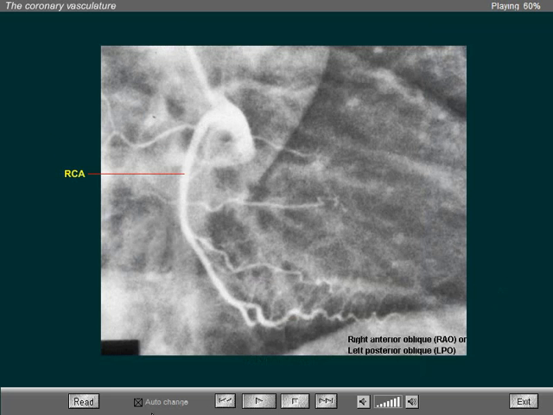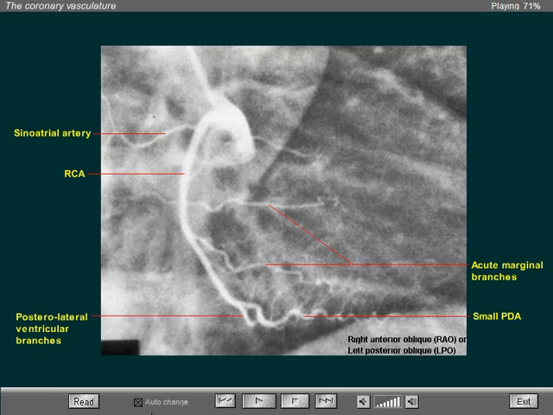In this other left posterior oblique view, there is a very small right coronary artery which ends in the proximal portion of the interventricular groove posteriorly. The posterior descending coronary artery is very small. This patient had a dominant left system which supplied the back of the heart.